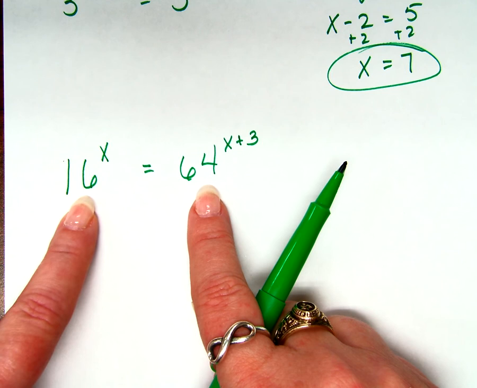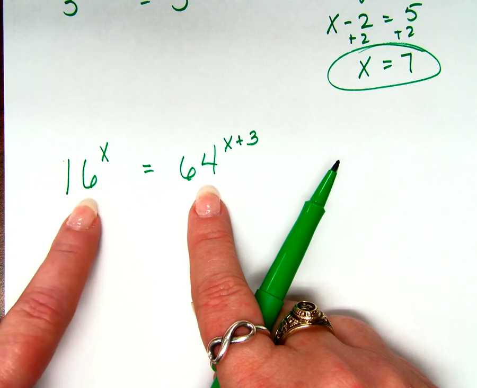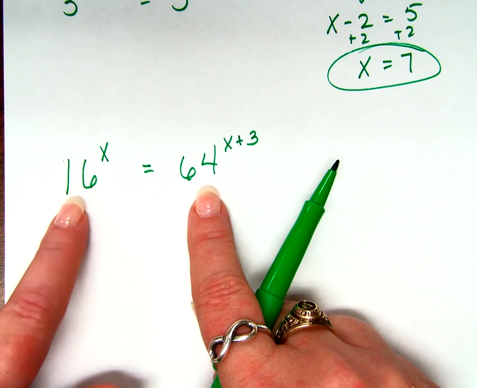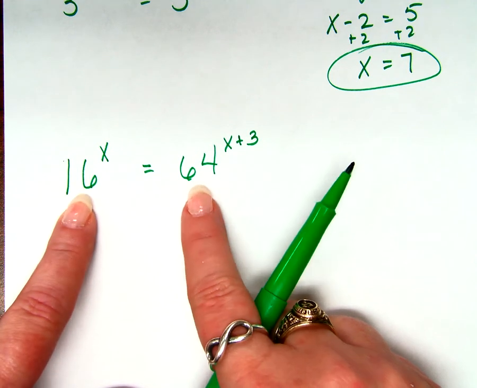2, right? I could definitely choose 2. 2 to what power is 16? No, I agree with you that 2 times 8 is 16, but I'm asking about powers, right? So 2 to the 4th power is 16. 2 to what power is 64?